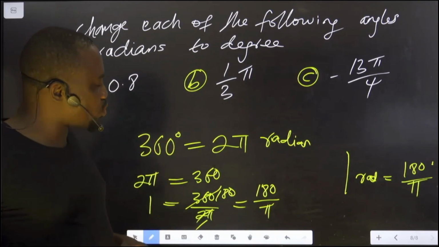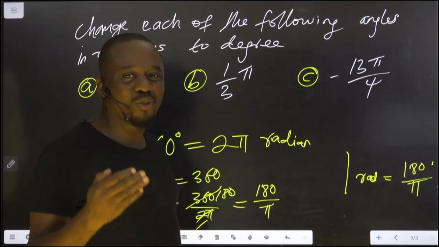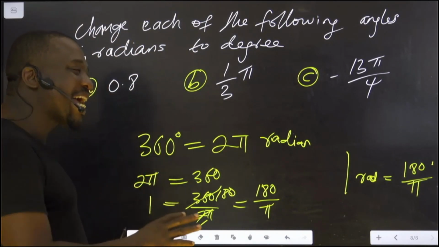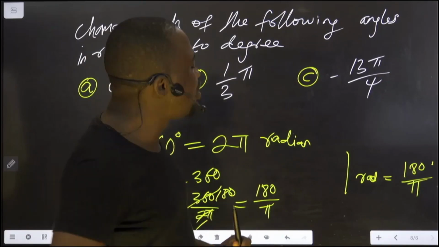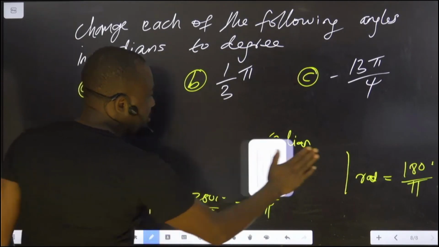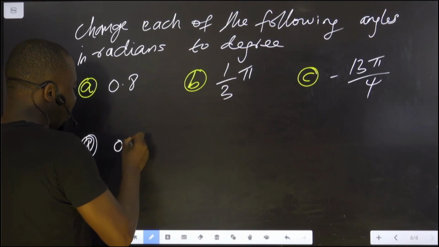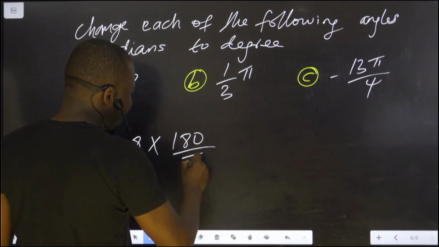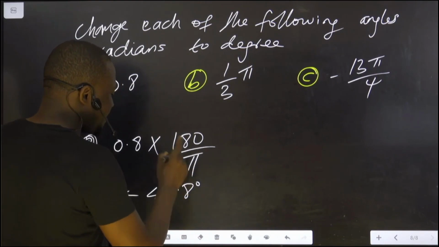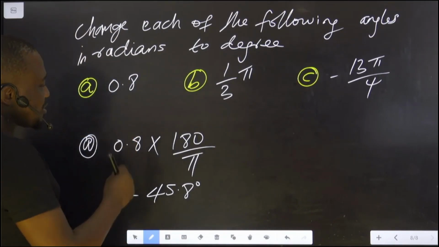The next thing I want to ask you, what can I do to 1 to make it 180 over pi? Is to multiply 1 by 180 over pi. It means to make any radian degree, you multiply by 180 over pi. Okay? So therefore, let's first of all clean this first. This first one, A, will be 0.8 multiplied by 180 over pi. If you work on this now, you're going to have 45.8 degree. Pi is 3.14. You can take pi as 3.14.